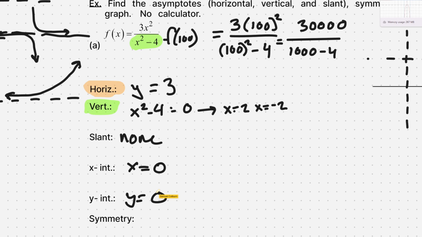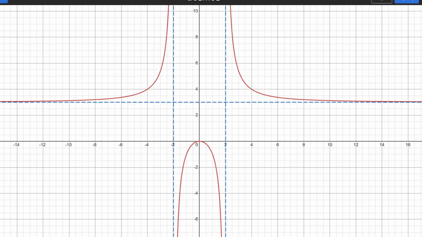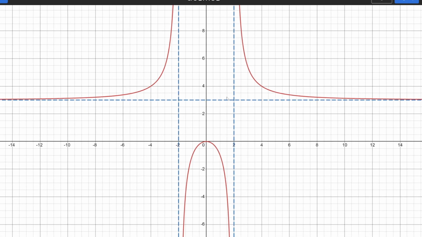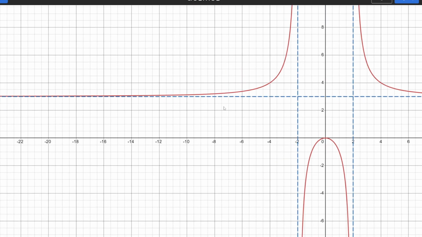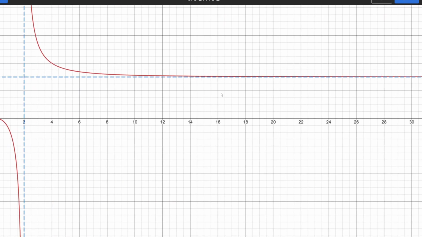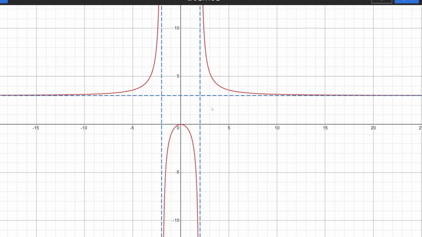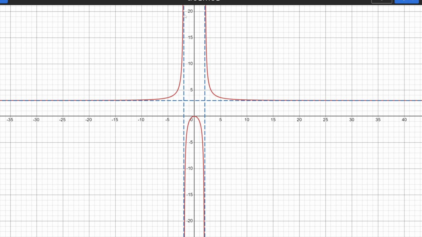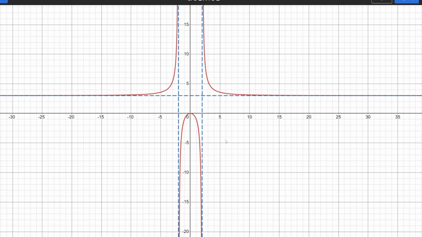Okay, let's look at Desmos. This is a no calculator problem. We wouldn't be able to just graph this, but the asymptotes we calculated were correct. And we can see, if we go really far out to the left, the horizontal asymptote and the function get closer and closer. Same is true on the right. The vertical asymptotes, part of the function goes up and approaches the vertical asymptote. Part of the function goes down and approaches the vertical asymptote.